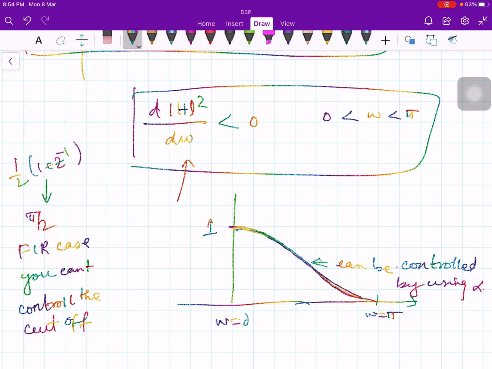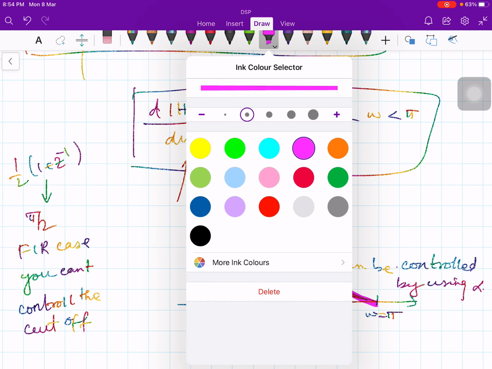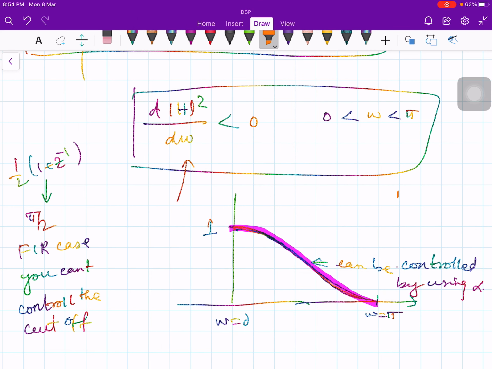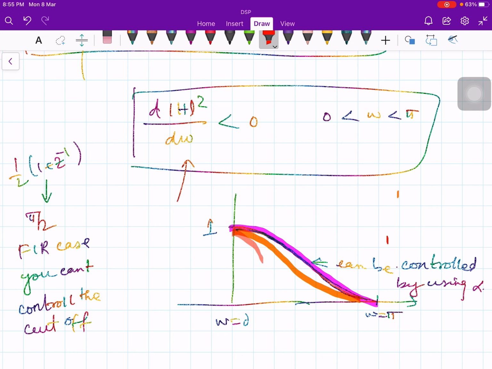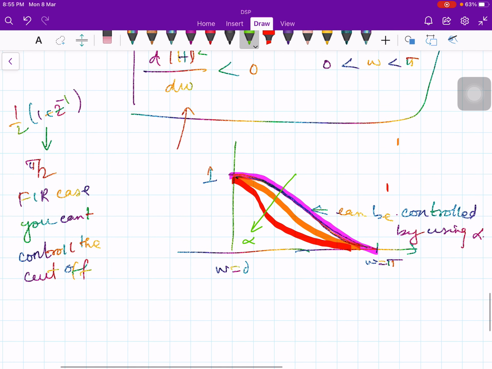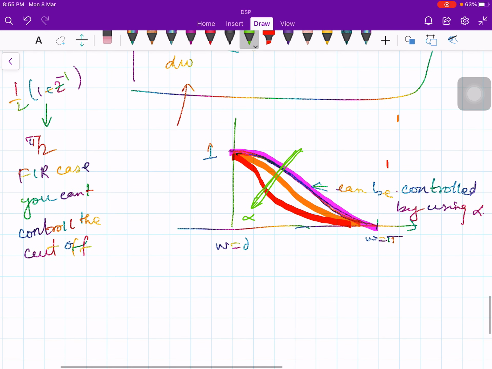It will be like this. And then if you increase the alpha, then the characteristic will go like this, and again if you increase alpha, then the characteristic will go like this. Therefore this is the direction in which your alpha is increasing. Okay, alpha increases in this direction. That is, as alpha increases, the characteristic becomes better and better.